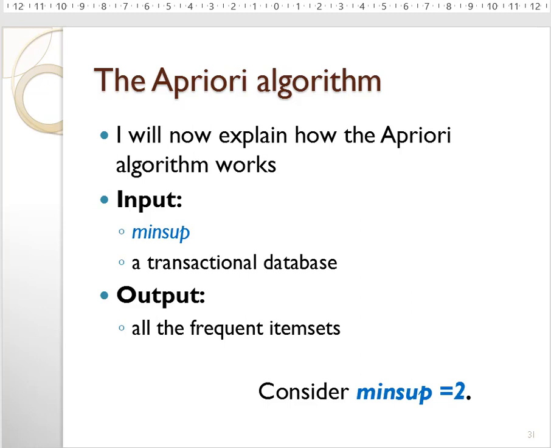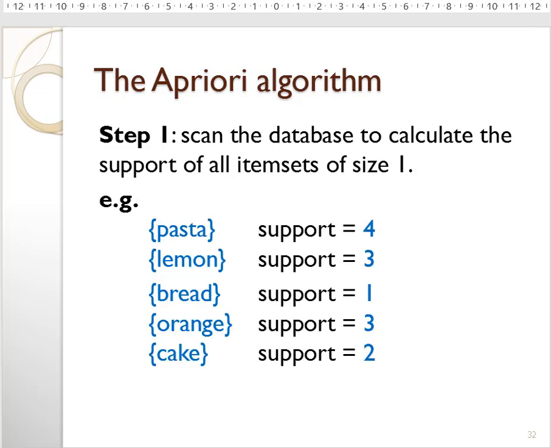If we set the minimum support to 2, the first step of the a priori algorithm is to scan the database to find the support of all the item sets of size 1. That means each item. So we read the database one time and we find that pasta appears 4 times, lemon 3 times, bread 1 time, orange 3 times, and cake 2 times.